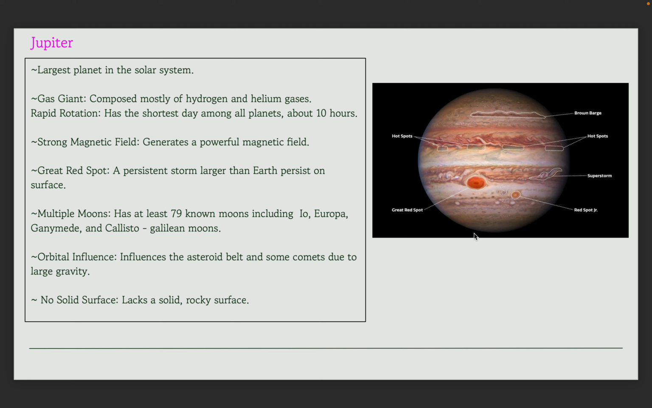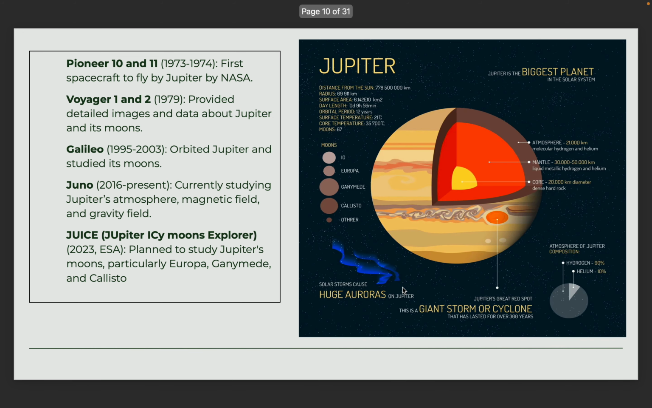If you see, Jupiter has a Great Red Spot, Junior, the Small Red Spot, the superstorm region, the hot spot in the equatorial region, and the brown barge. These are all features of Jupiter's atmosphere.